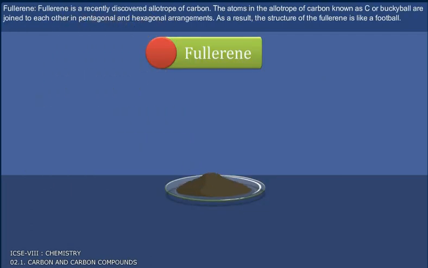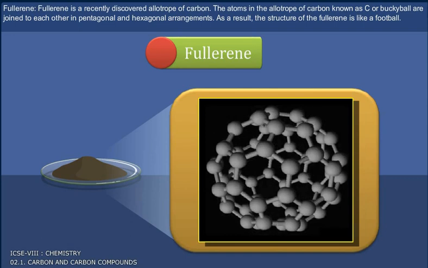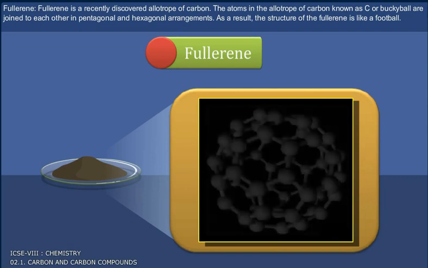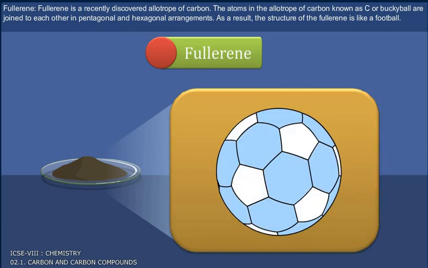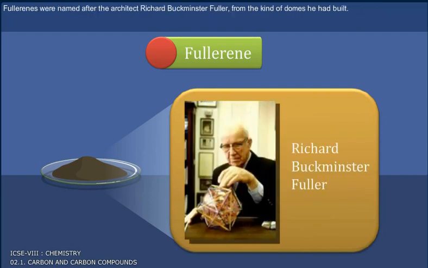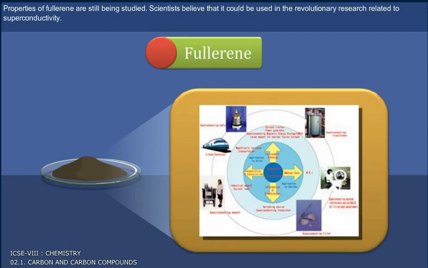Fullerene. Fullerene is a recently discovered allotrope of carbon. The atoms in this allotrope of carbon, known as C60 or buckyball, are joined to each other in pentagonal and hexagonal arrangements. As a result, the structure of the fullerene is like a football. Fullerenes were named after the architect Richard Buckminster Fuller, from the kind of domes he had built. Properties of fullerene are still being studied. Scientists believe that it could be used in revolutionary research related to superconductivity.